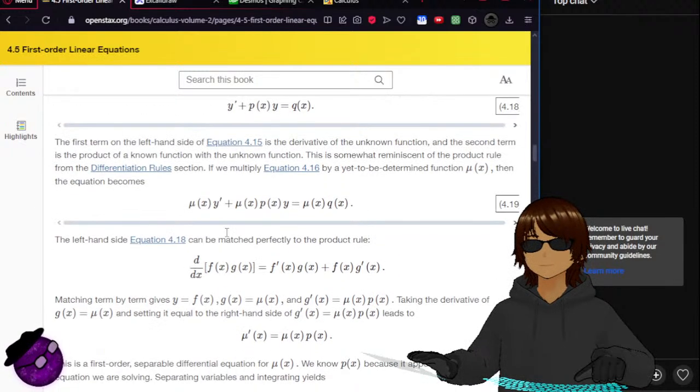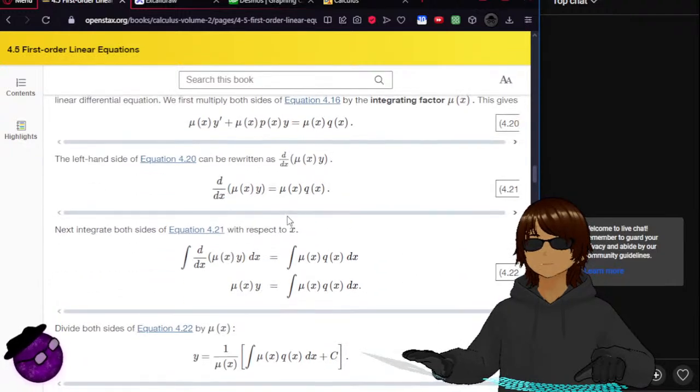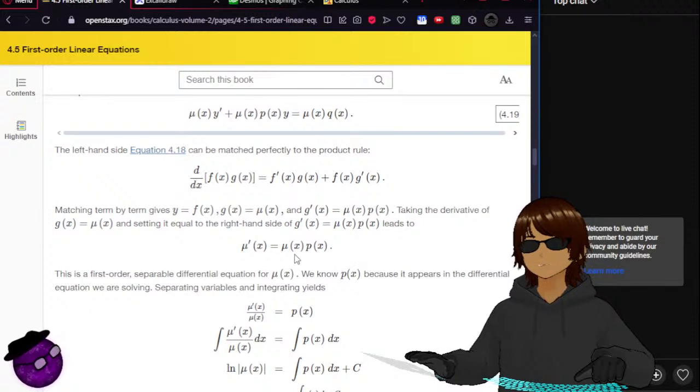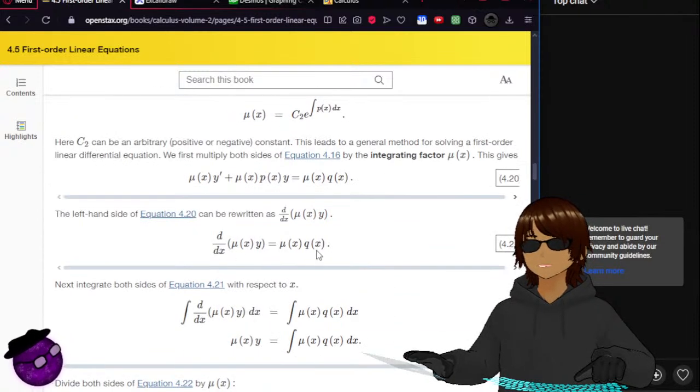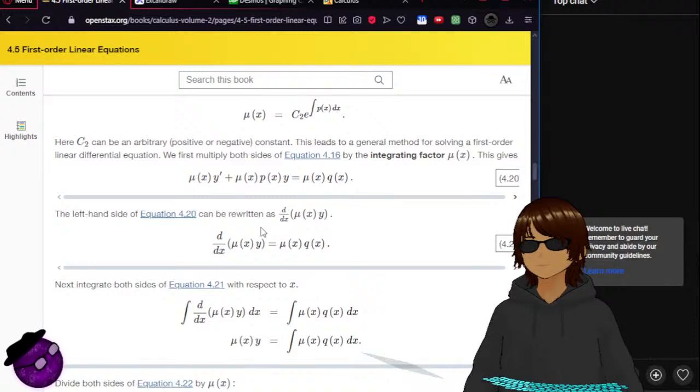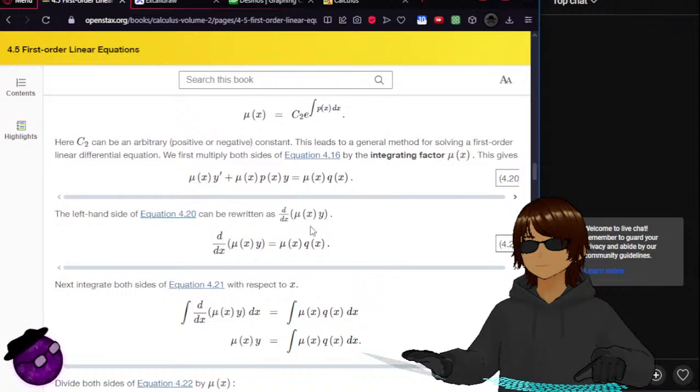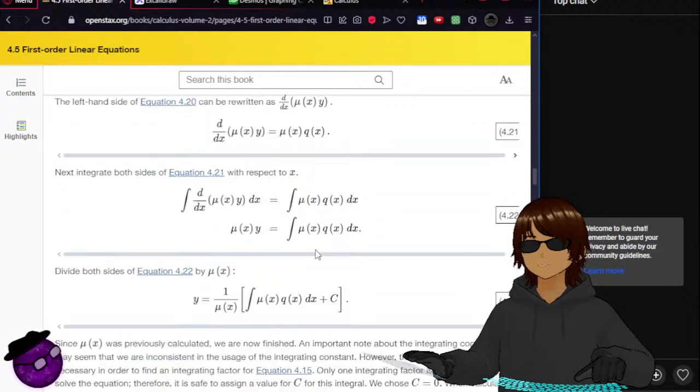Wait, I don't understand. Derivative of u is u(x) p(x), right? So how are you getting this? Oh, yeah, I see. Oh, now I understand. You're rewriting this whole section as this, and this remains the same.